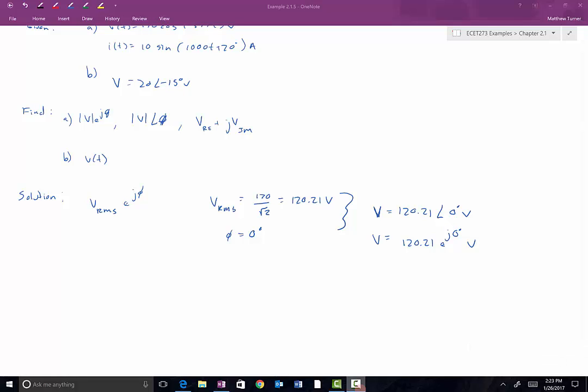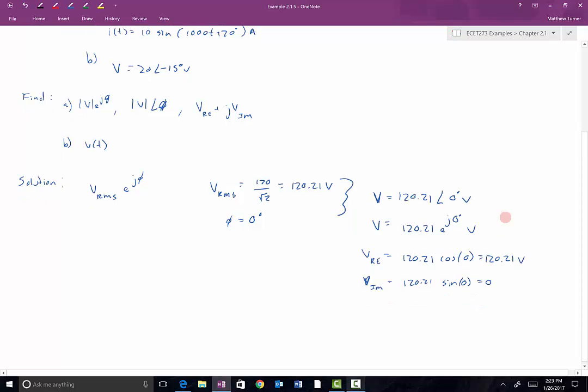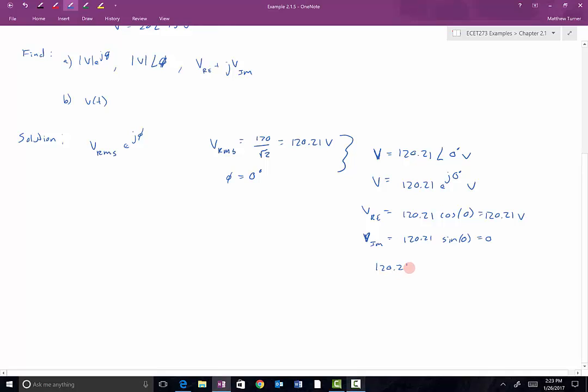I just need to use the definition of cosine really, and of sine. And I know that the real portion of the voltage is going to be given by the magnitude, 120.21, times the cosine of 0 degrees, which is equal to 120.21 volts. And the imaginary portion of that voltage is going to be equal to 120.21 times the sine of the angle, which is just going to be equal to 0. So if I want to put that voltage in rectangular form, it's going to be 120.21 plus j0 volts. That's not degrees there, that's 120.21 plus j0 volts. That's the real portion, that's the imaginary portion in rectangular form for the voltage.